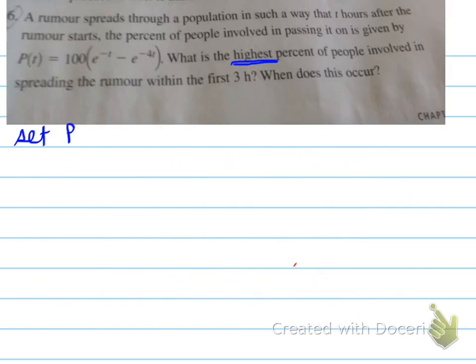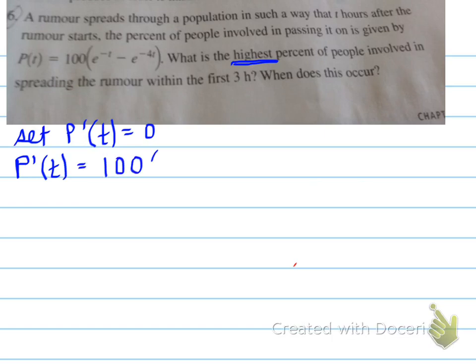So here's one from the book. A rumor spreads through a population in such a way that t hours after the rumor starts, the percent of people involved in passing it on is given by P(t) equals some function. What is the highest percent of people involved in spreading the rumor within the first 3 hours? And when does this occur? Well, highest means maximum, folks.